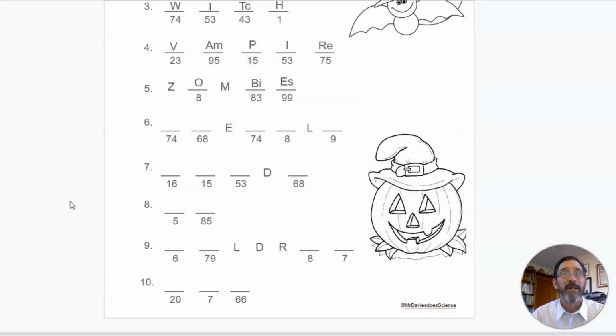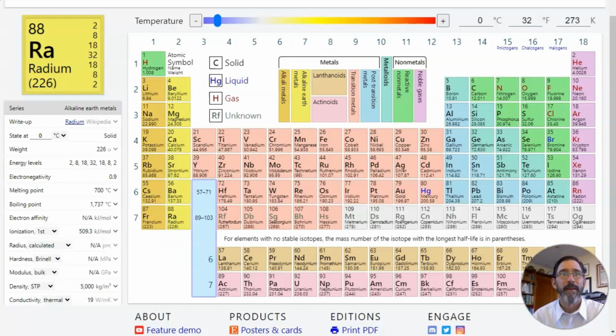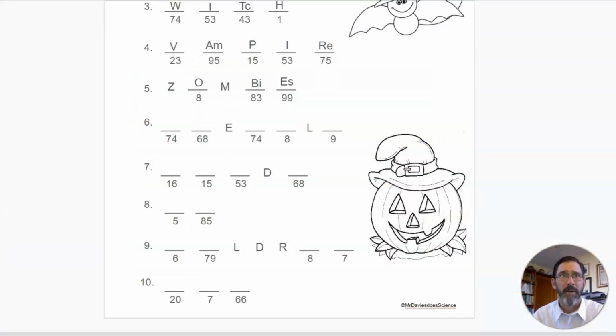We are about to continue on the first side of your worksheet with number 6. Here we go. The first atomic number for number 6 is number 74. Number 74 is found in the center of the transition metals. That would be tungsten. Atomic symbol, capital W, tungsten. Above number 74, print a capital W.